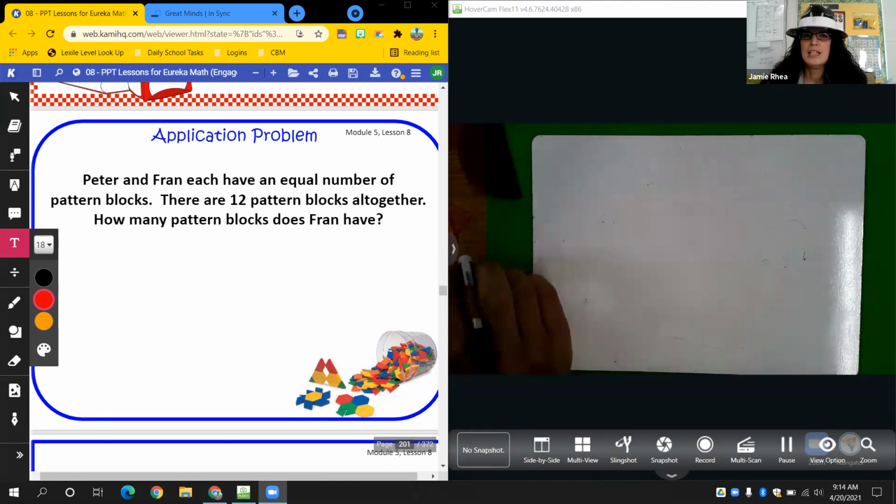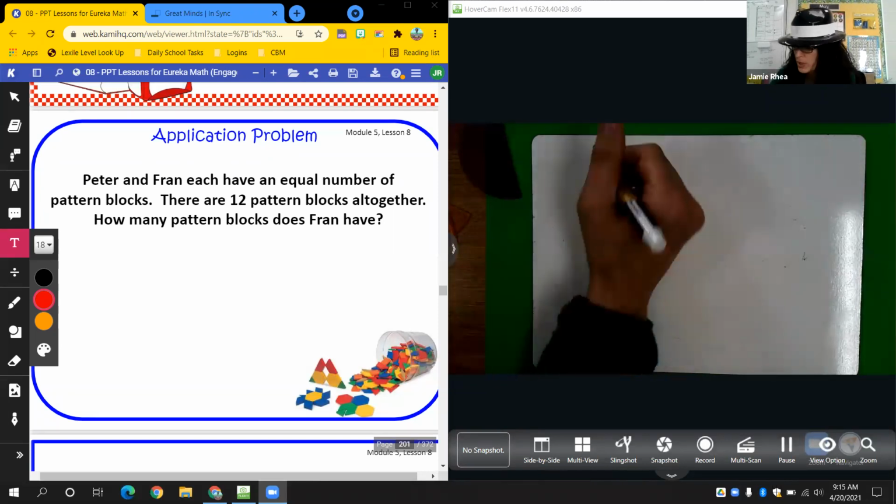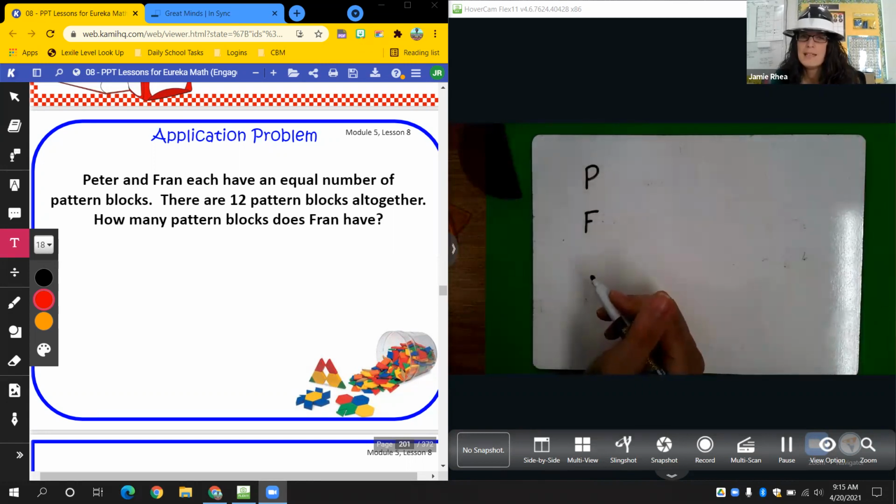Peter and Fran each have an equal number of pattern blocks. There are 12 pattern blocks all together. How many pattern blocks does Fran have? Okay, so let's look at that for clues. Peter and Fran each have an equal number of pattern blocks. Okay, so right there gives us a bunch of information. We have Peter and Fran, and they each have an equal number of pattern blocks.